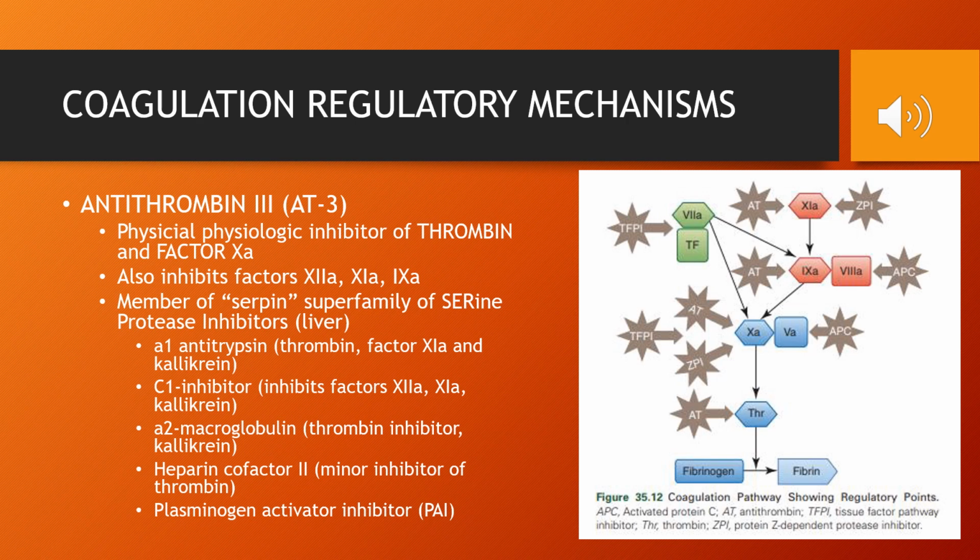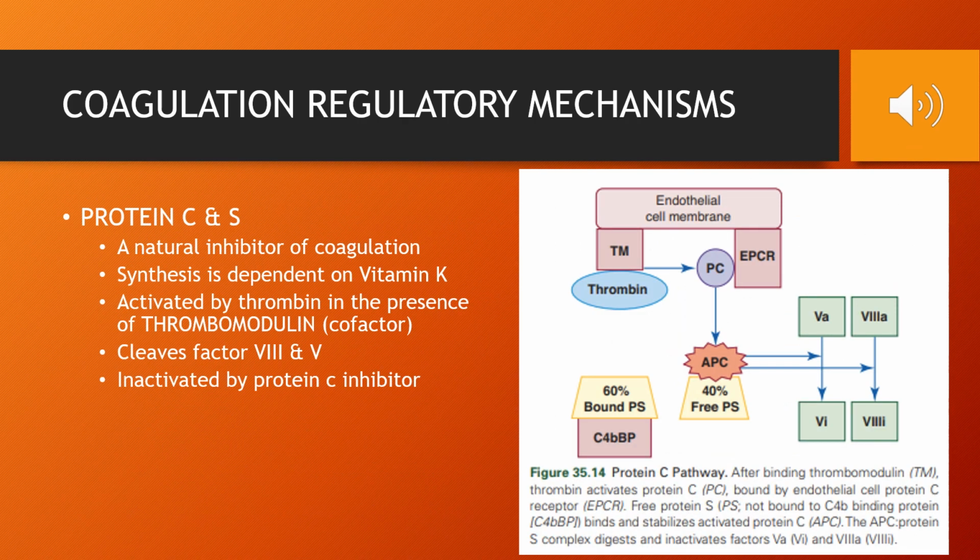protease inhibitor, protein C inhibitor, which inhibits factor 12A, 11A, and kallikrein, alpha-1 protease inhibitor, which inhibits thrombin, factor 11A and kallikrein, alpha-2 macroglobulin, which is a thrombin inhibitor and also inhibits kallikrein, and alpha-2 antiplasmin, and also the plasminogen activator inhibitor. So next, we have protein C and protein S.